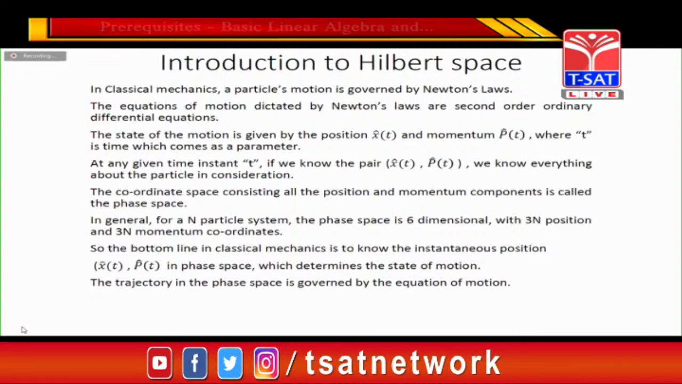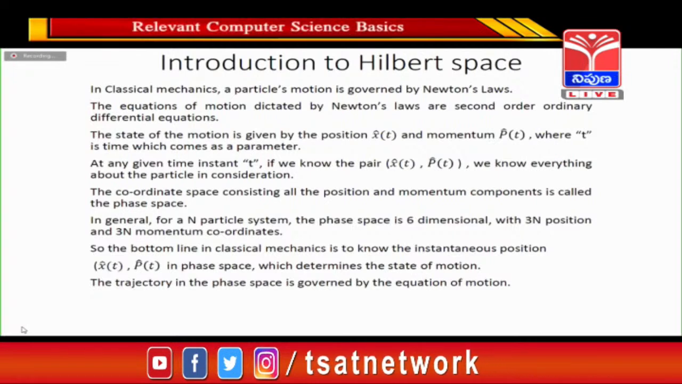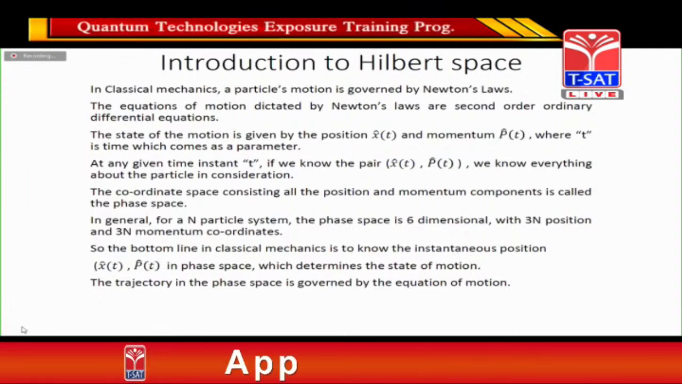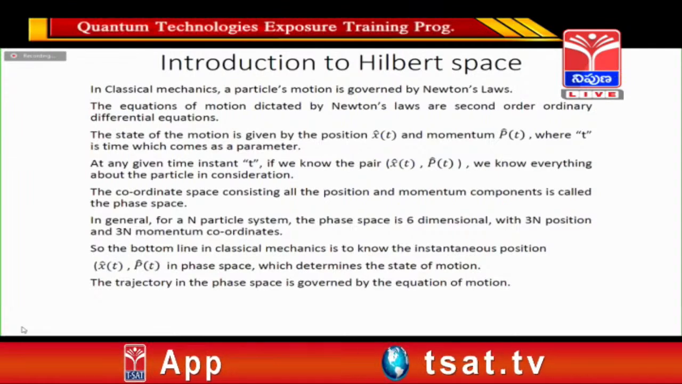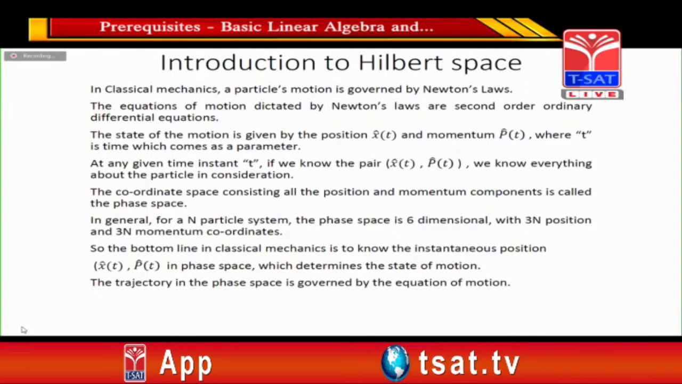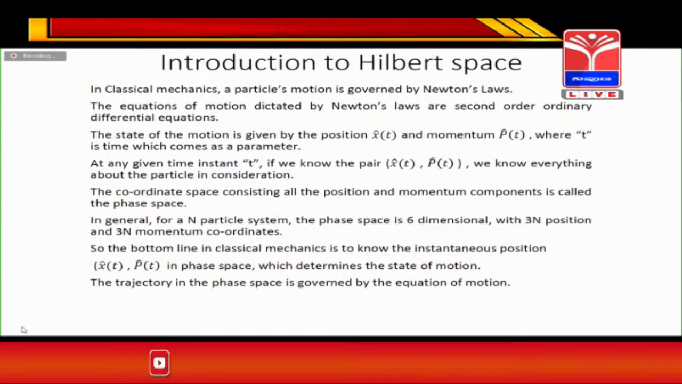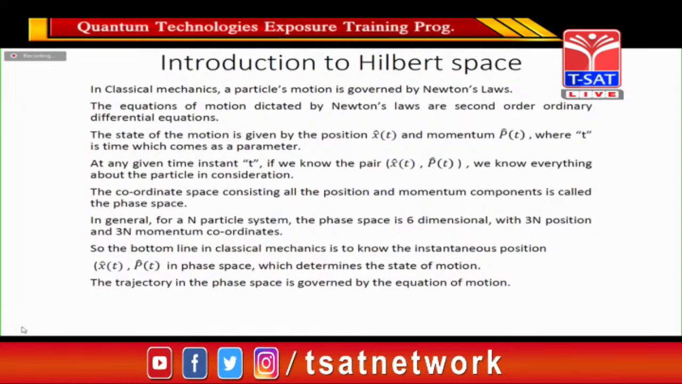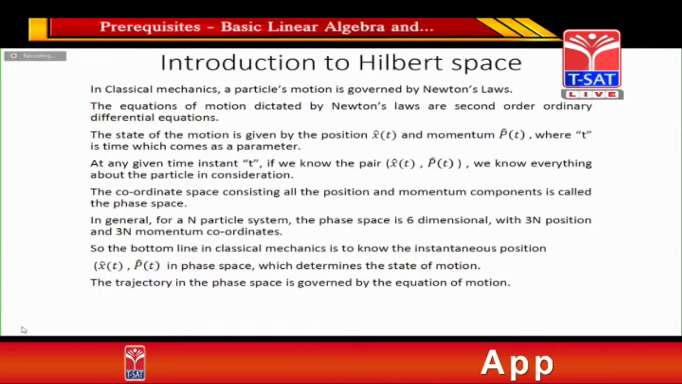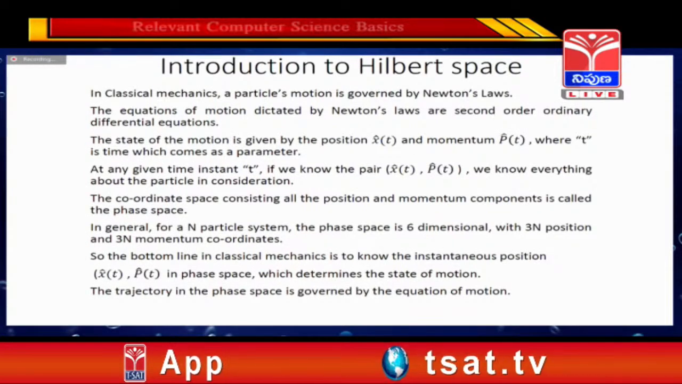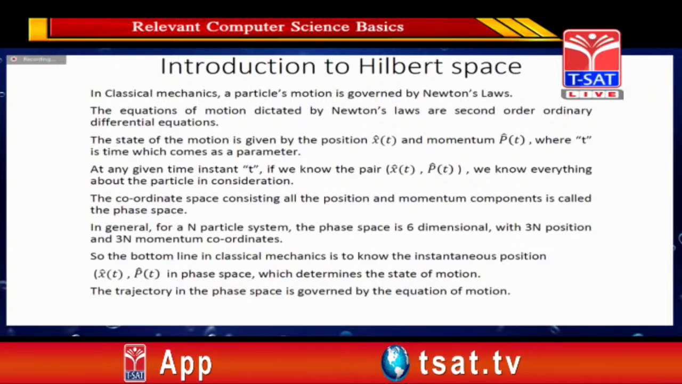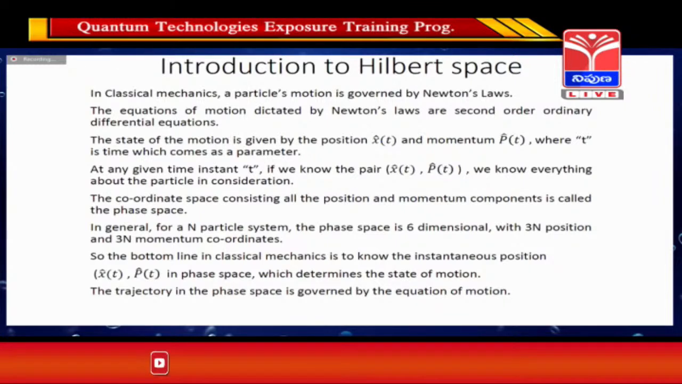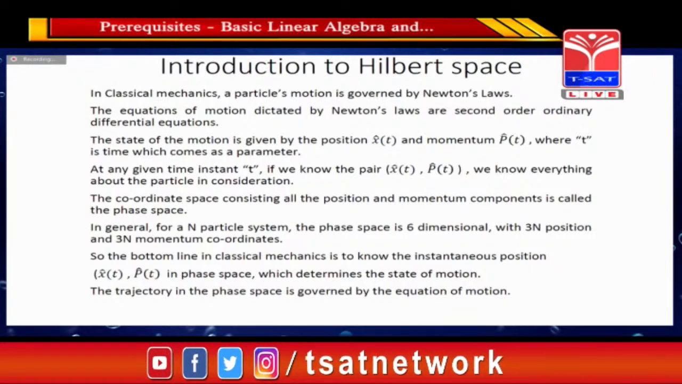For say n number of particles, if we consider a complex body having innumerous number of particles, let's say n number of particles, the corresponding phase space will be, for each of those particles, a six-dimensional space. For n number of particles, it is a 6n-dimensional space. A point in that space describes the state of motion of the body concerned at that particular time.